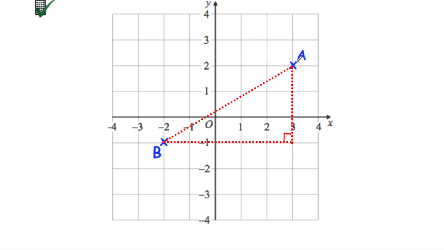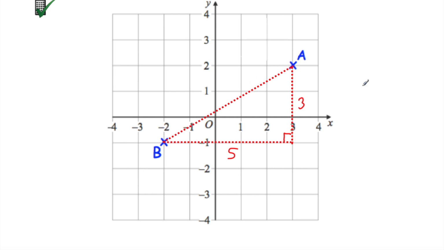So let's work out the length of that line using Pythagoras' theorem, because we know the lengths of the 2 shorter sides. If we look at the height of this right angle triangle, it's 1, 2, 3 squares up, so it's 3 up. And going across, it's 1, 2, 3, 4, 5 squares, so that's 5 across. So the length of the base is 5 and the height of the triangle is 3. We can use Pythagoras' theorem to work out the length of the hypotenuse.